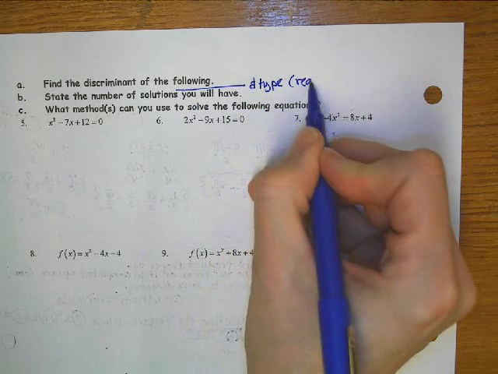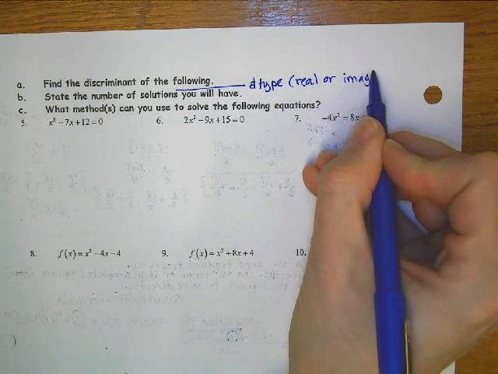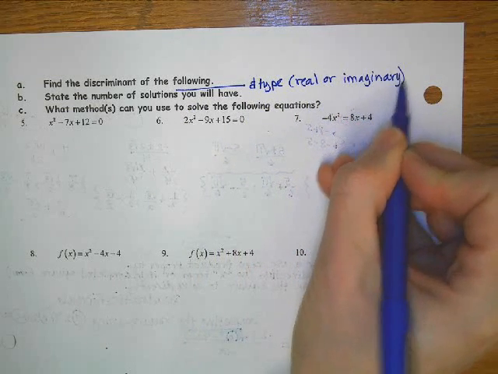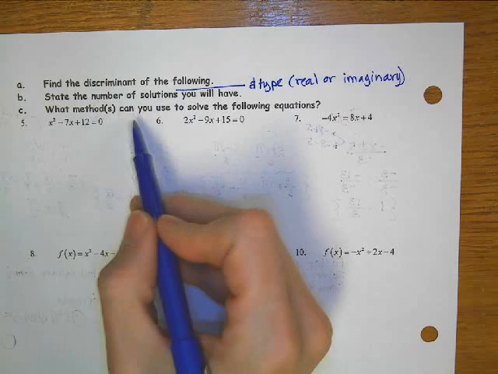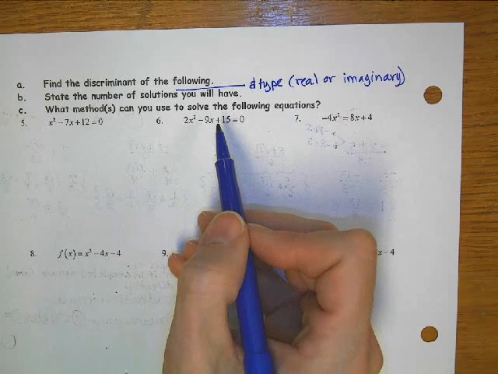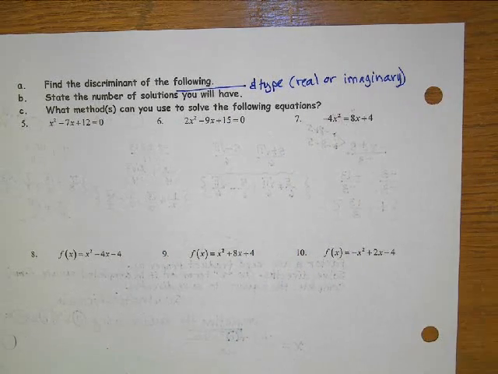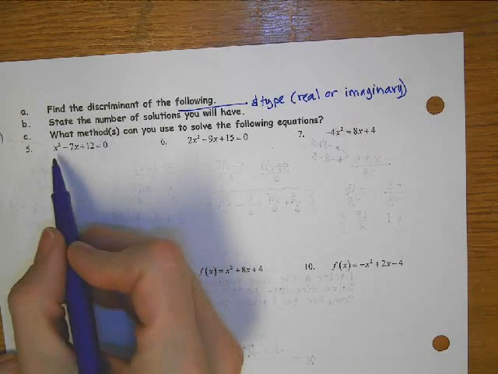Type meaning real or imaginary. And part C is what methods can you use to solve the following. So if there's more than one method you can use, then you are supposed to list all of them. Okay, so let's take a look at number 5.